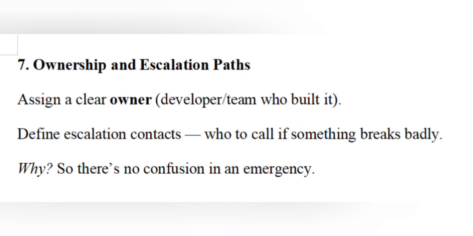The next activity could be setting up ownership and escalation paths. Assigning a clear owner, like the developer team who built it. Then defining the escalation contacts: who to call if something breaks badly. Why is this necessary? Because there is no confusion during an emergency.